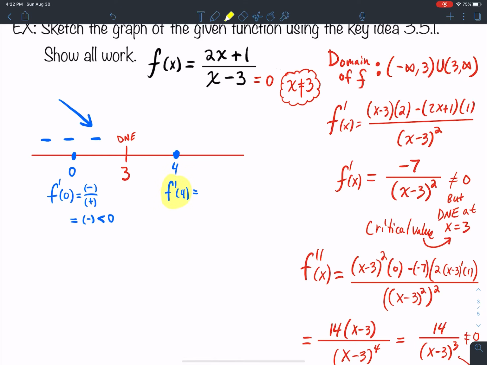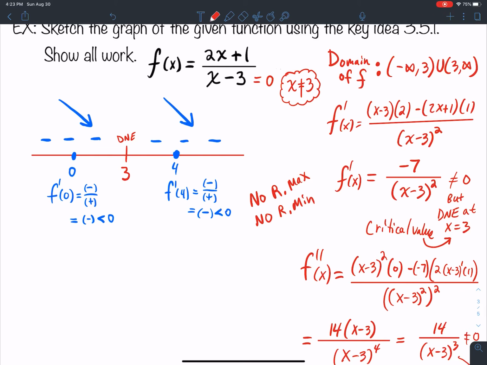Now at f prime of 4, if I plug a 4 in here, once again it doesn't matter because the square is going to make it positive. The numerator is always negative, so I end up taking a negative divided by a positive, which produces a negative. And once again, I'm decreasing. So it's like I'm decreasing, and then something weird happens, and then I'm decreasing. So I'm basically decreasing for all real numbers except x equals 3, which is not even in our domain. So there's no relative maximum, and also there's no relative minimum.